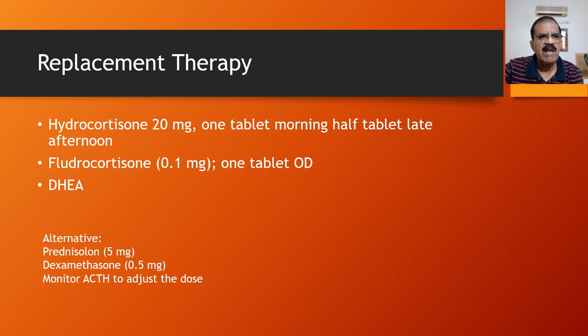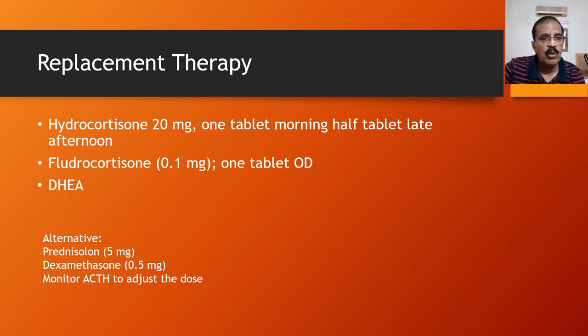So this is the replacement therapy. Hydrocortisone, if available, 20 milligram tablet, one tablet in the morning and half tablet in the late afternoon. So that will be equivalent to 30 milligram of hydrocortisone. That is the approximate dose we need under basal conditions. Of course, somebody taking this dose would need to add some during stress. And some cases would also need a slightly bigger dose, like 20 milligram twice a day, because the absorption and the metabolism of hydrocortisone may be different in different people. So 20 milligram twice a day or 20 milligram in the morning and 10 milligram in the evening.